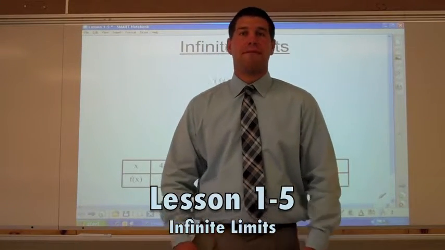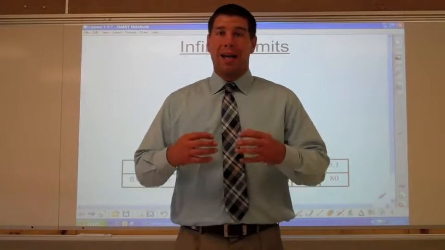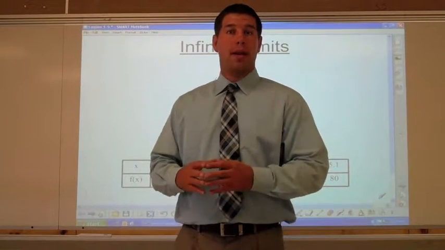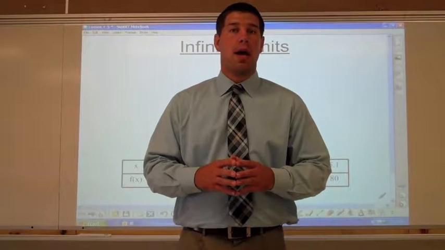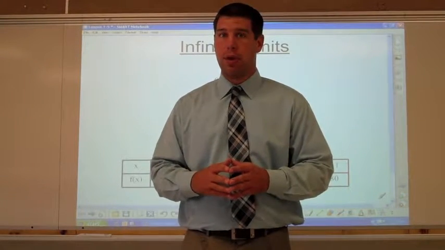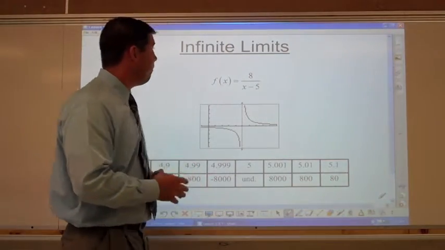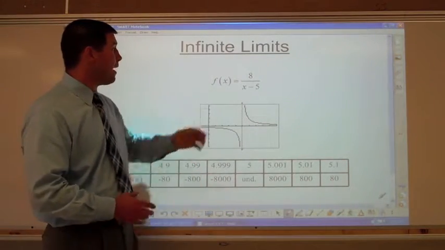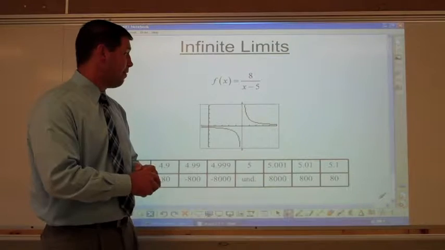This lesson is on infinite limits. A limit goes to infinity when the function approaches a vertical asymptote from one side or the other or both. So let's look at an example. We have a function f of x equals 8 over x minus 5.